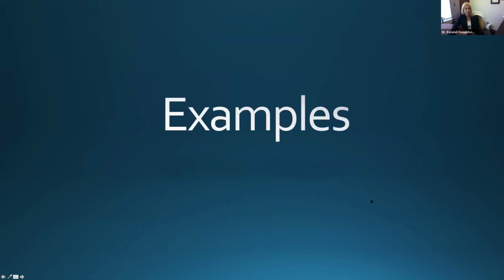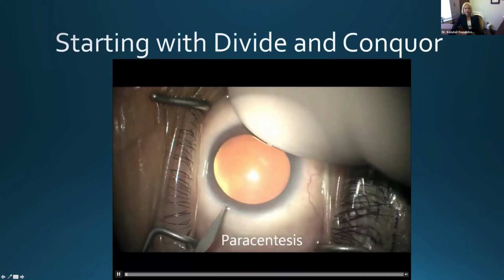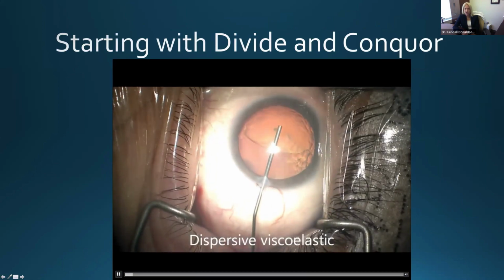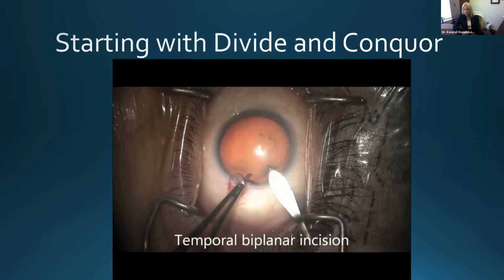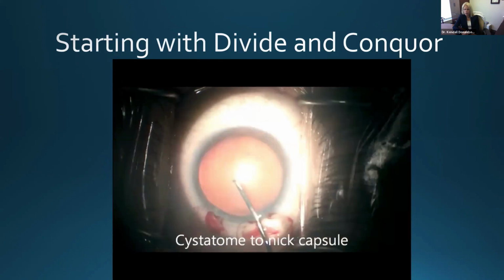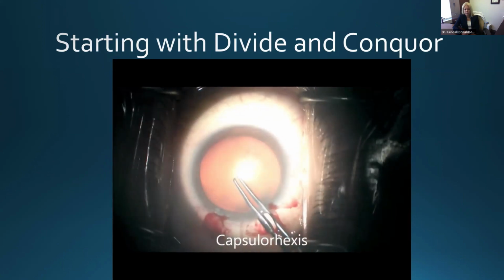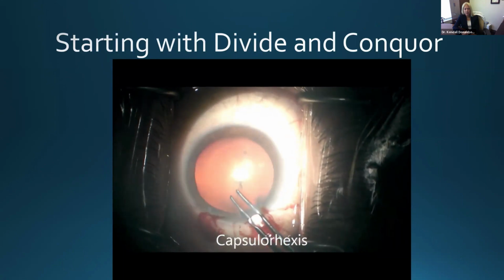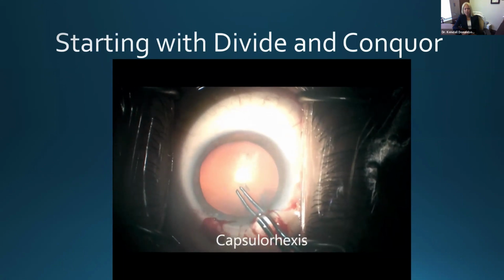Okay. So let's look at a couple examples here. Okay. This is just a very basic, nice starting point for basic divide and conquer technique with cataract surgery. So this is a great starting point. He's got a nice wound. He nicked the capsule and now performing a nice round capsulorhexis.